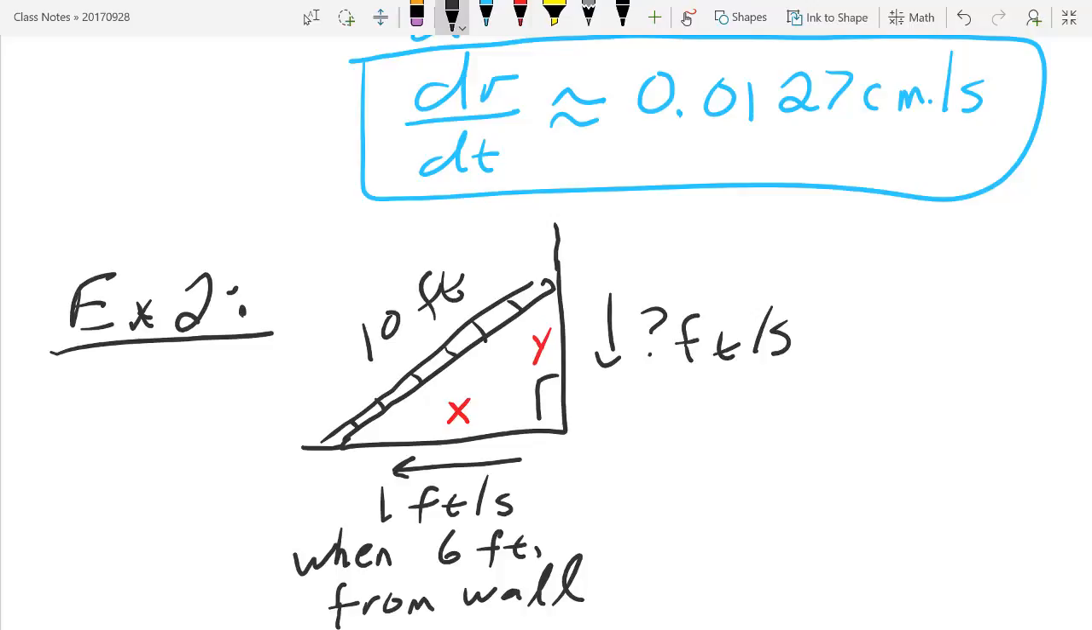So we want to know how quickly this distance is changing. It's shrinking, obviously, as the ladder slides down the wall. For this one, we know the rate at which that side or that distance is increasing at exactly this moment, 6 feet from the wall. So let's talk about our notation.